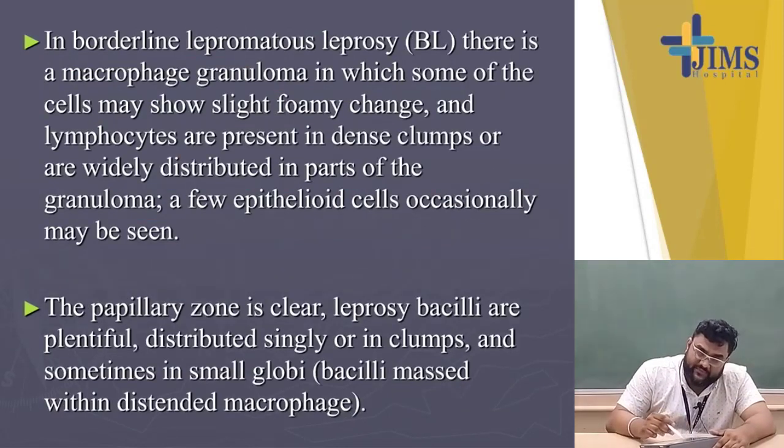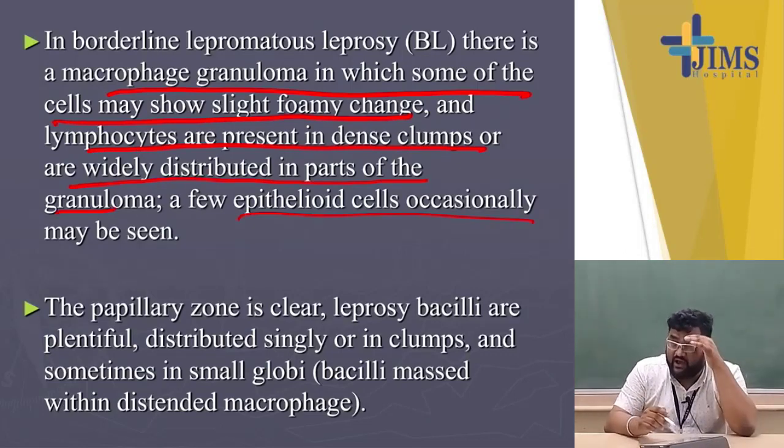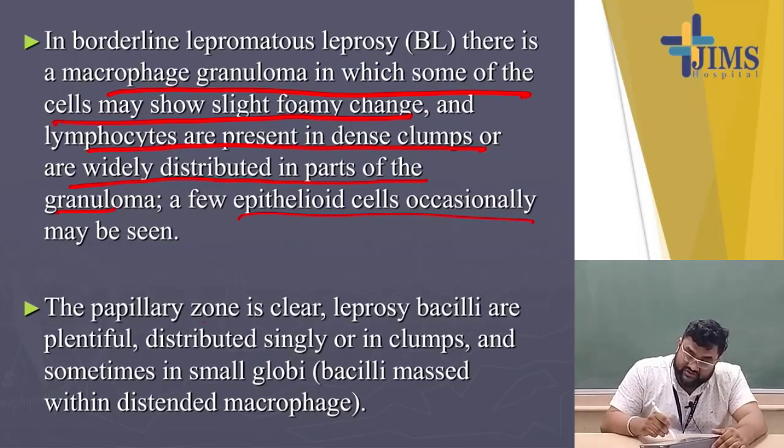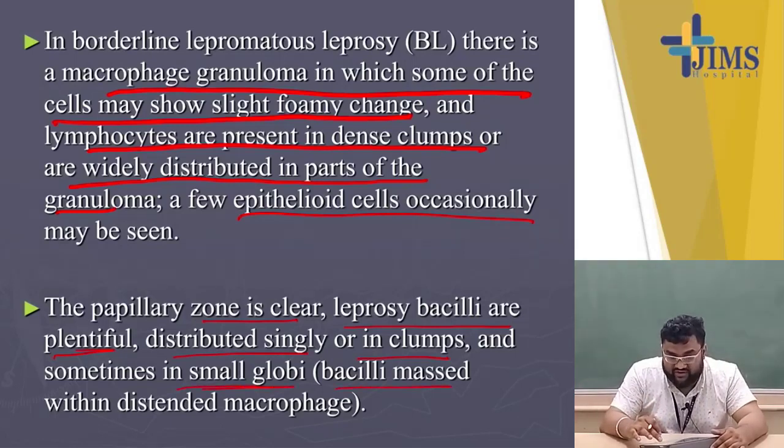In borderline lepromatous leprosy, there is a macrophage granuloma in which some of the cells may show slight foamy change. The lymphocytes are present in dense clumps, are widely distributed in parts of the granuloma, and few epithelioid cells may be seen. The papillary zone is clear. Leprosy bacilli are plentiful, distributed singly or in clumps, and sometimes in small globi. The bacilli are seen within distended macrophages.